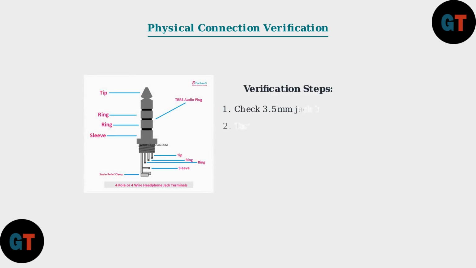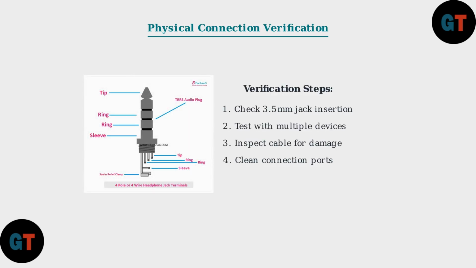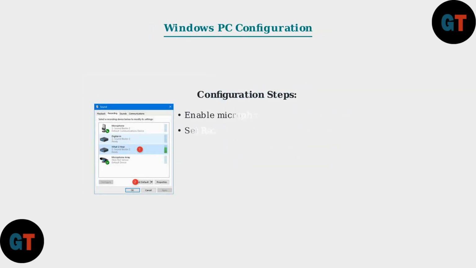First, verify the physical connection by ensuring the 3.5mm jack is fully inserted into the device port. The TRRS connector has 4 distinct sections that must make proper contact. If physical connections are secure, troubleshoot the software configuration.